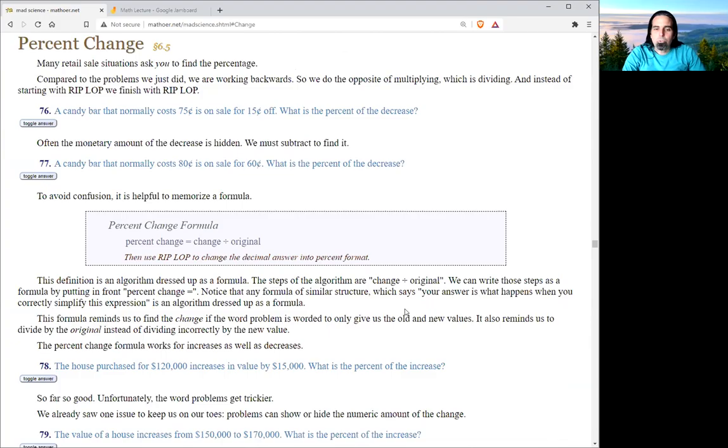So to review, we talked about percent change and there were some issues with percent change of is the decrease given to you or do you have to do some subtraction before you really get started? It was just change divided by original that would give you the percent change. Change divided by original produces a decimal. Use RipLop to scoot the decimal point twice and make the percent that you were asked to find.